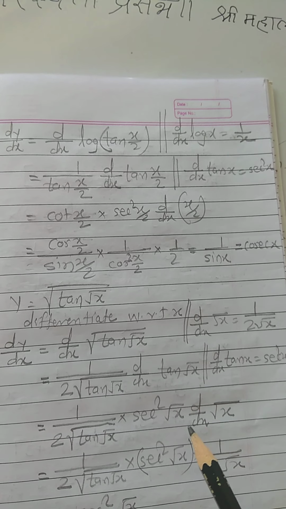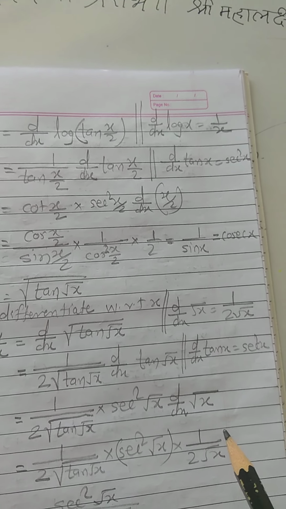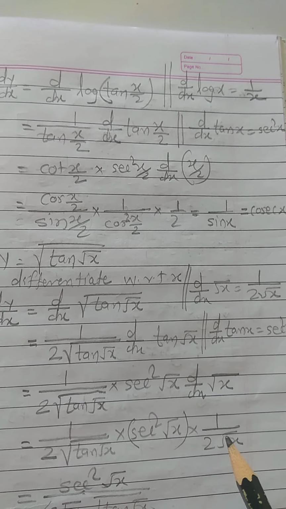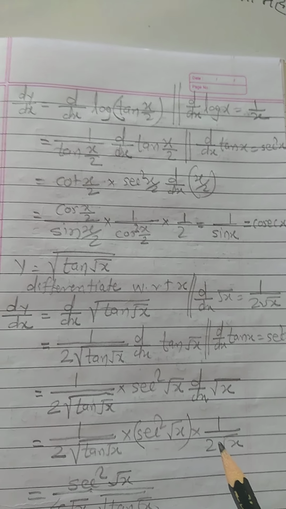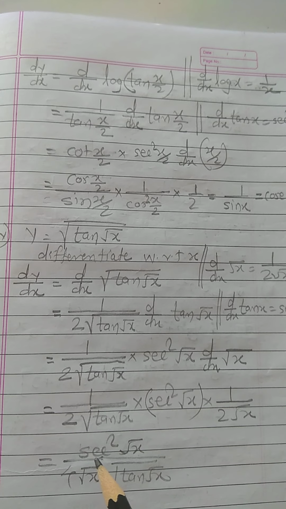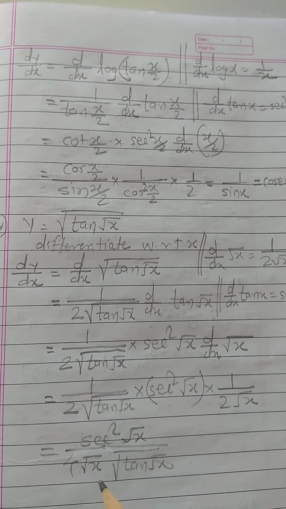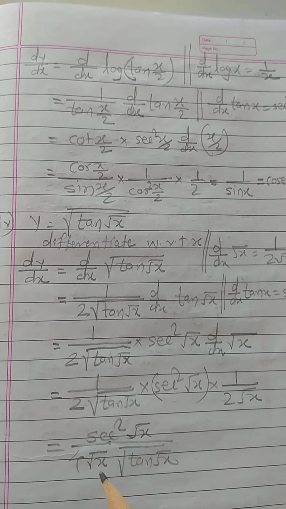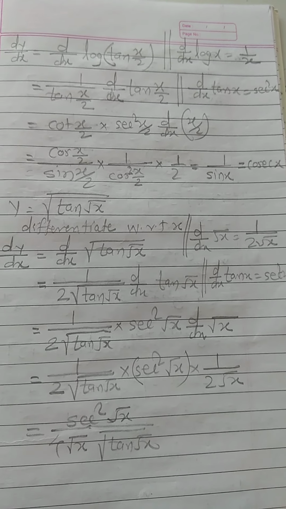Now derivative of root is 1 upon 2 root. Hence the answer. These two 2's are 4. So final answer is sec square root of x upon 4 root of x, root of tan of root of x.